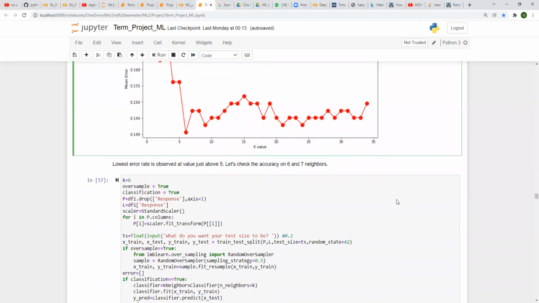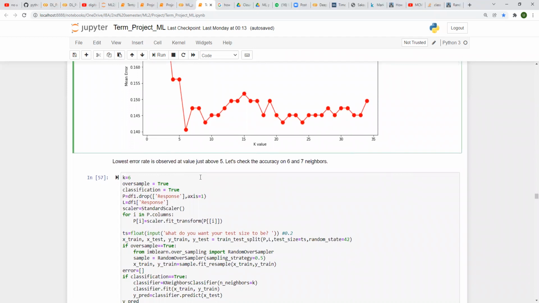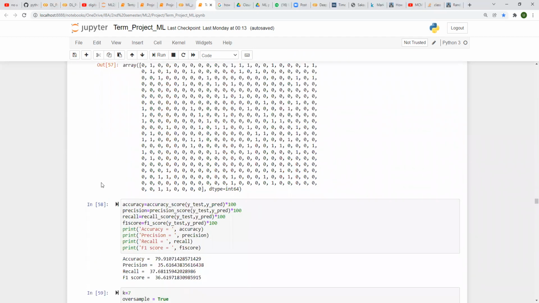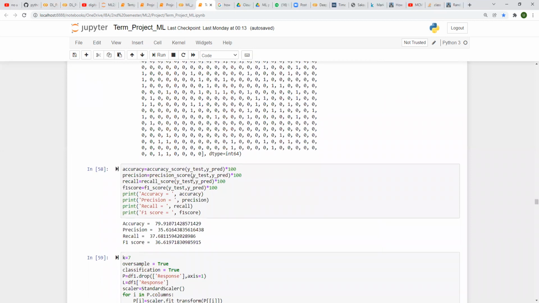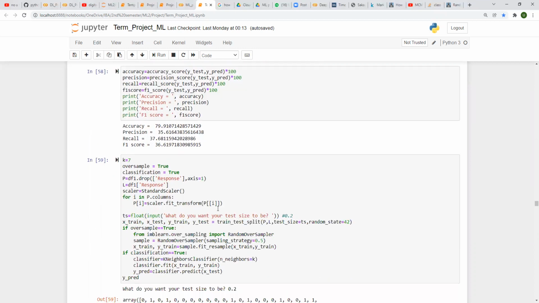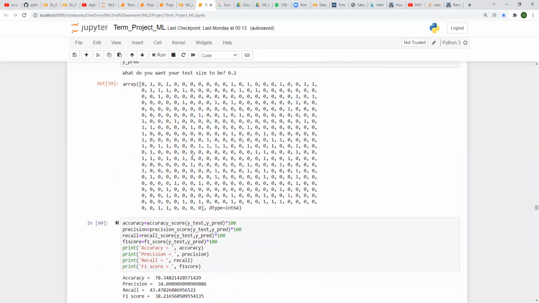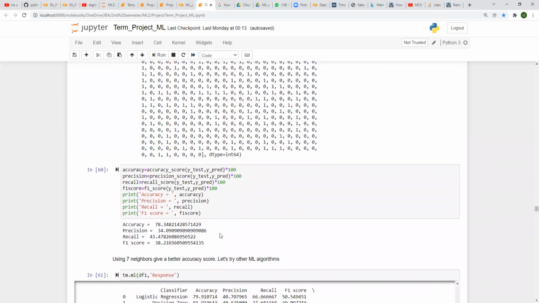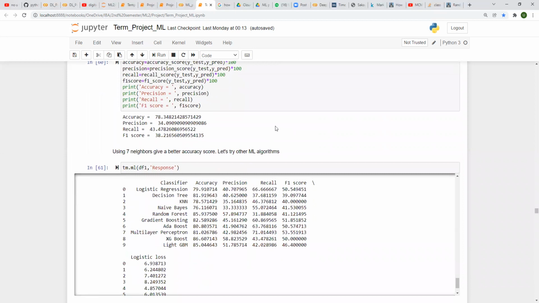So if we move down and we use the k value of 6 and run the k-neighbors machine learning algorithm, these are the predictions. We found that this is the accuracy and F1 score. It seems reasonable, but we'll move ahead. K equal to 7 gives this accuracy. It's slightly changed, but let's try other machine learning algorithms.